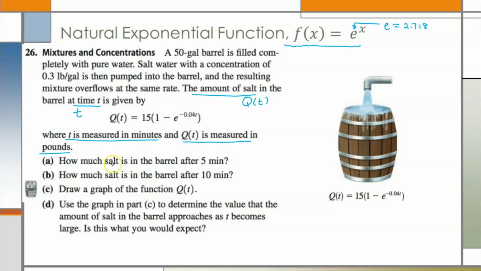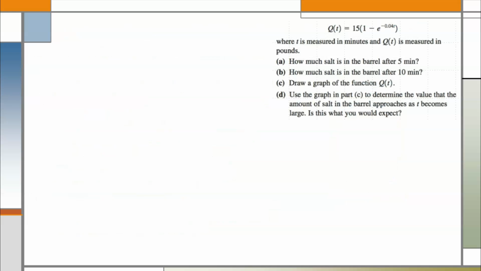How much salt is in the barrel? So we're looking to find Q. After 5 minutes, we're plugging in a time t. Okay, so let's look at this problem. t is measured in minutes, time. Q of t, amount of salt, is measured in pounds. How much salt is in the barrel after 5 minutes? Okay, so let's go ahead and work that out.